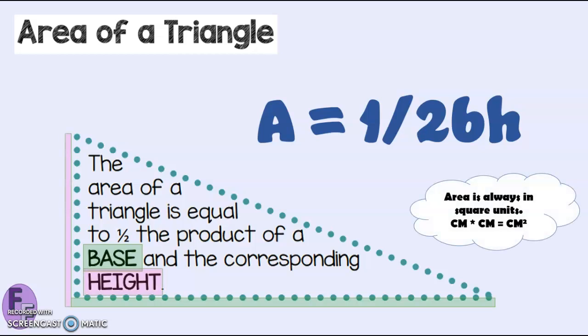The base goes across, the height goes up and forms a 90-degree angle with the base. Again, the formula is 1/2 the base times the height. Remember, area is always in square units, so centimeters times centimeters would give you centimeters squared.